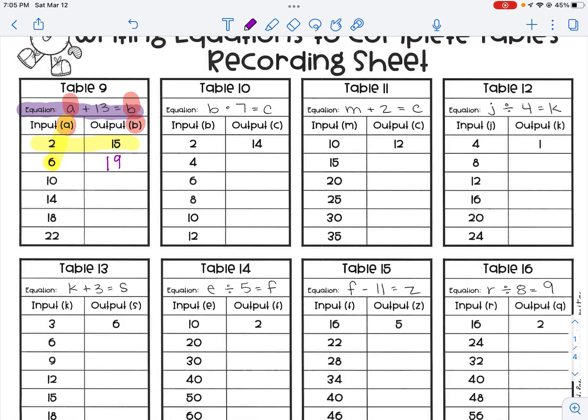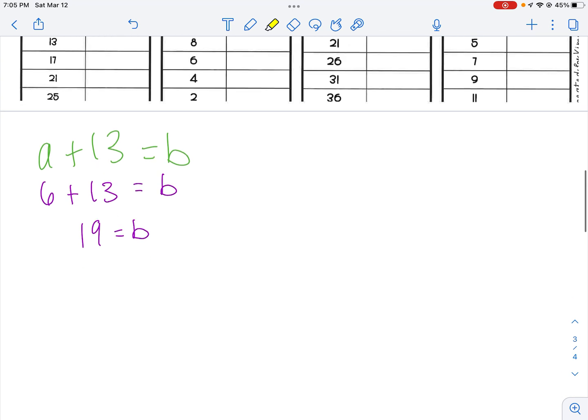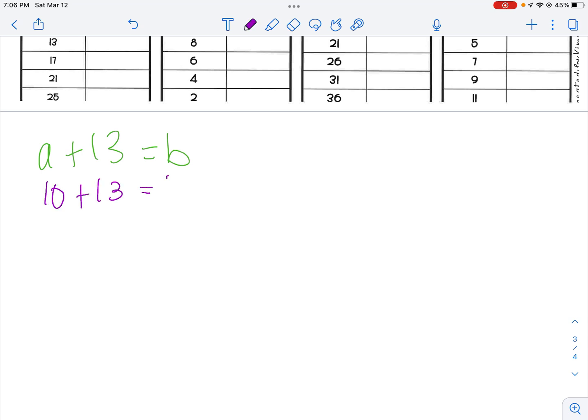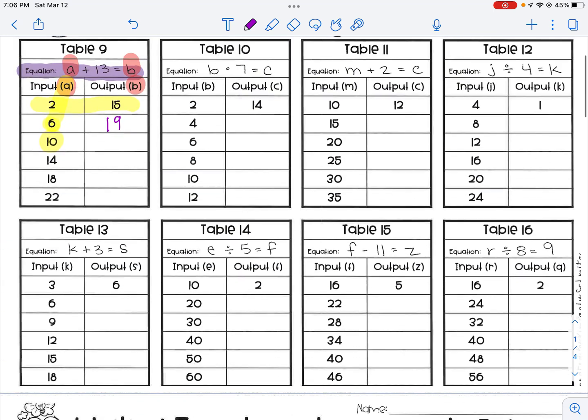Now I'm going to do the next one. I'm going to do A plus 13 equals B again, but now for A, I'm going to plug in 10 as the input. So now I have 10 plus 13 equals B. So 10 plus 13 is 23. So 23 equals B is the next one.